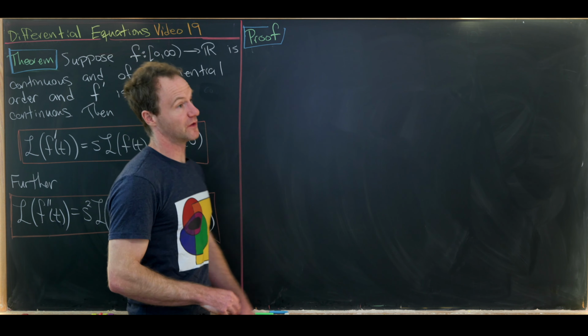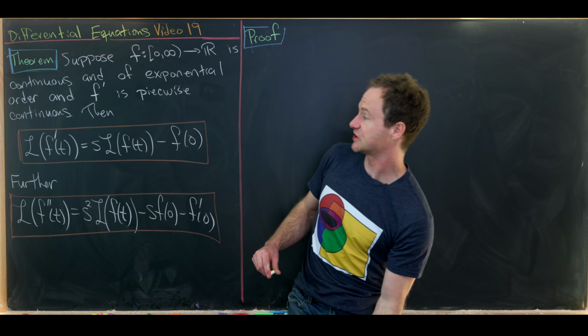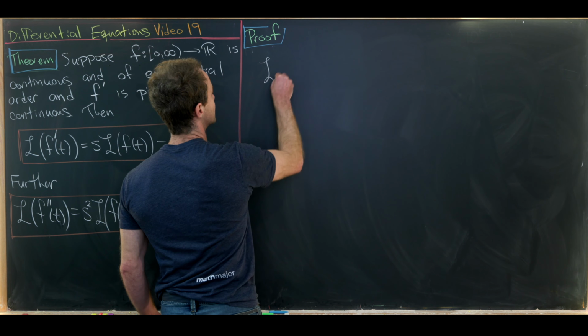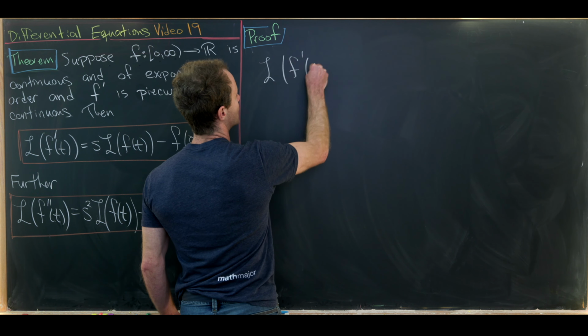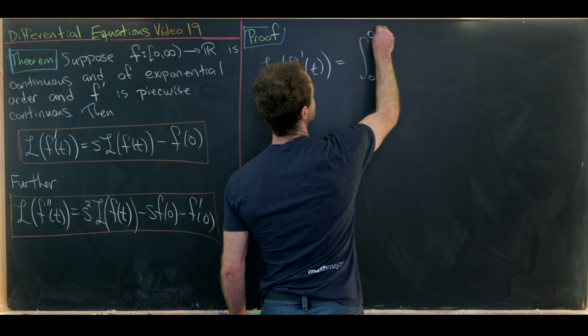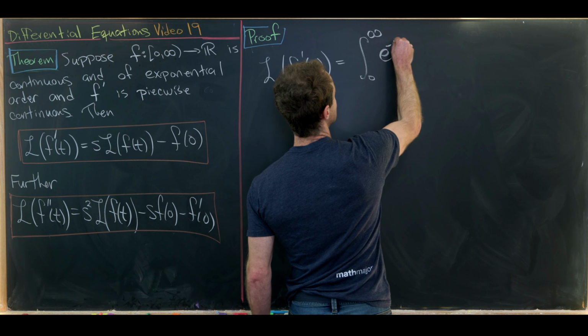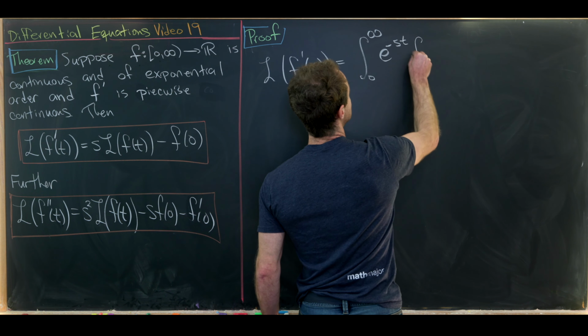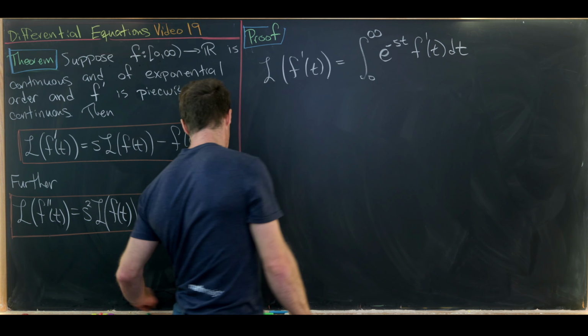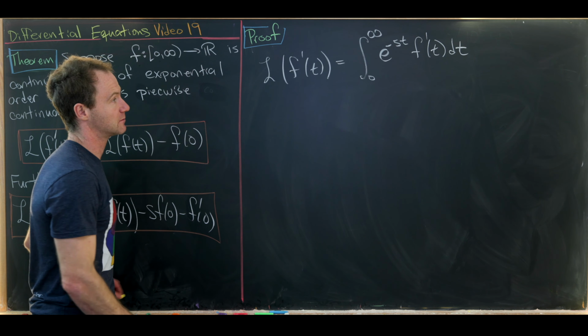Okay, so the proof that we'll do here is really just computational with an arbitrary function f. So let's get to it. We've got the Laplace transform of f prime, which is defined to be the integral from 0 to infinity of e to the minus st times f prime of t dt. So that's just the definition of the Laplace transform.